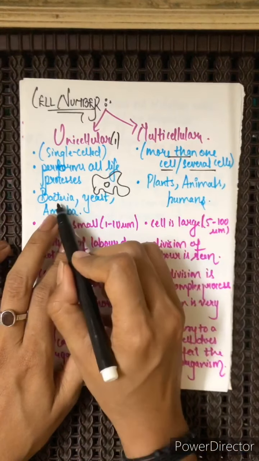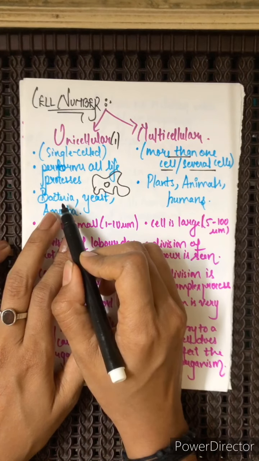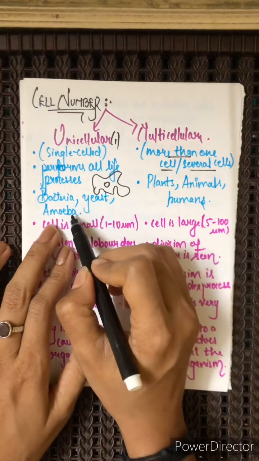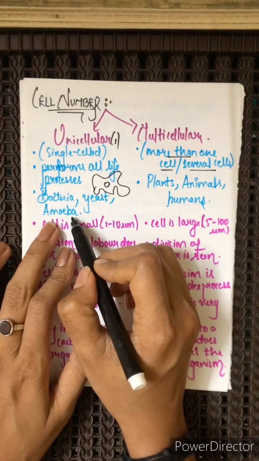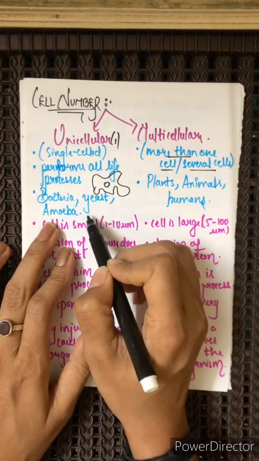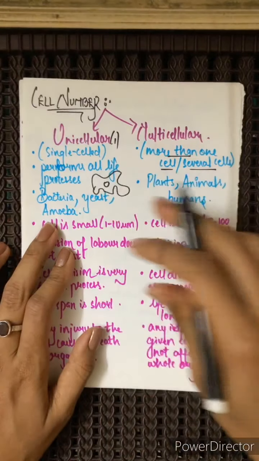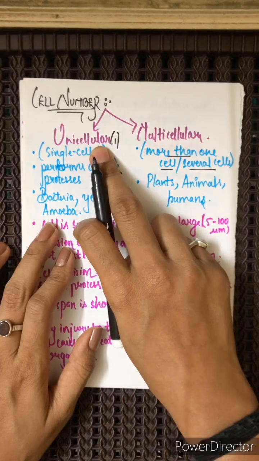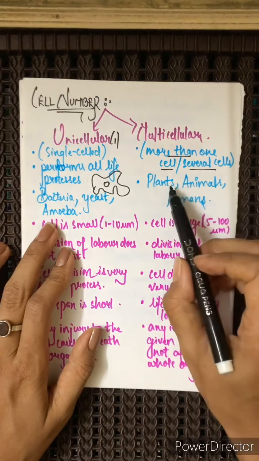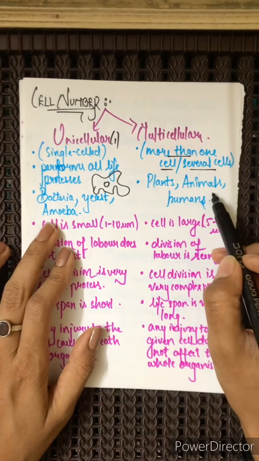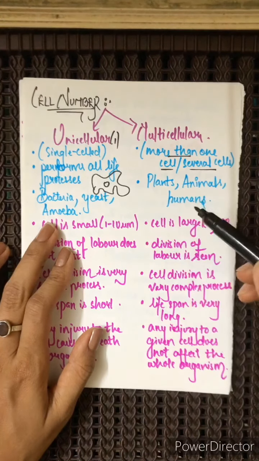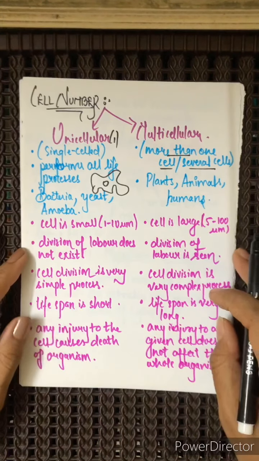What are the different types of unicellular organisms? The examples are bacteria, then yeast. What is yeast? It is a fungus, yes. Then amoeba, which is a protozoa. So bacteria, yeast, amoeba, paramecium, euglena, all of them come into unicellular organisms. Similarly, the multicellular organisms include plants, animals and human beings, which are made up of not one cell but many billions and trillions of cells.